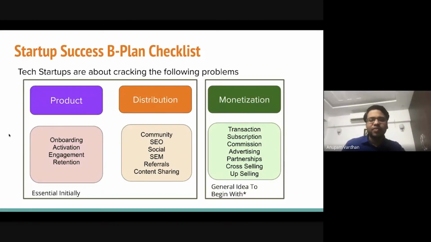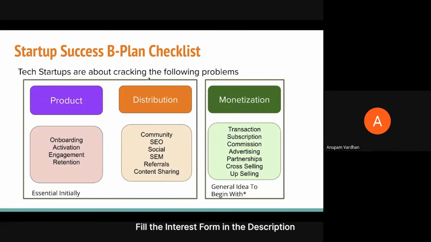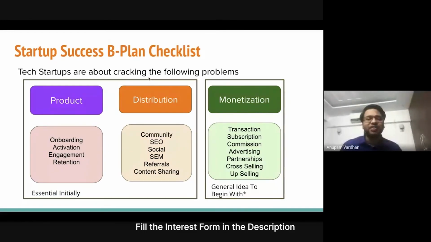So yeah, that's what your initial checklist should look like, right? And of course, there are various ways to categorize the problems, but this is how I see it. You build a product, you distribute it, and you monetize it. So there are three big pieces to solve, right?